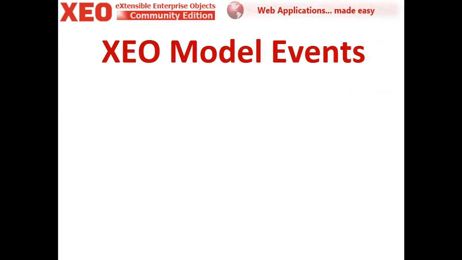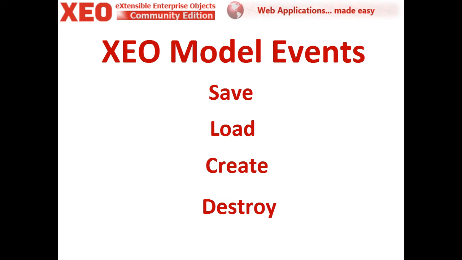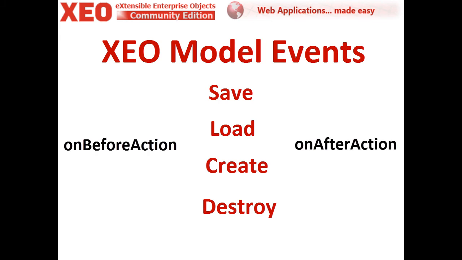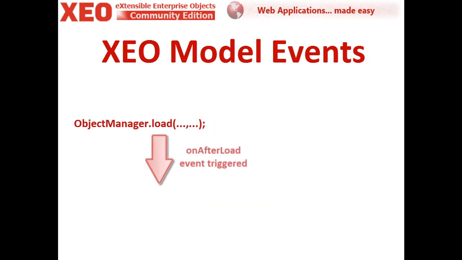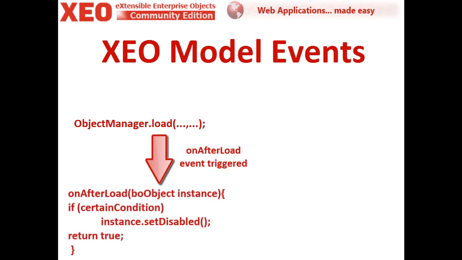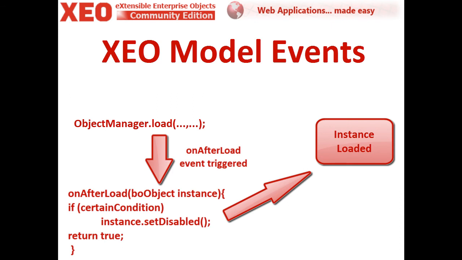At the model level, you can also declare events in response to actions performed on an instance of that model. Actions like save, load, create, and destroy generate an on before action event and an on after action event where you can implement your logic. For example, you can disable all attributes of an instance if a given condition is verified after the instance is loaded in an on after load event.